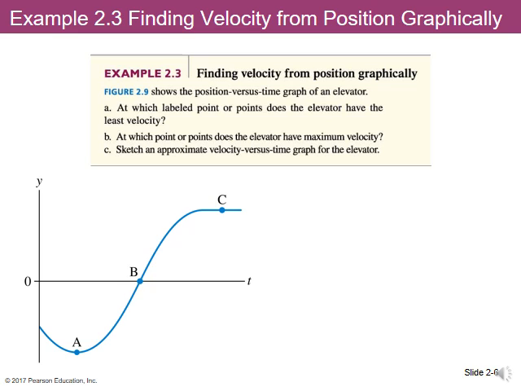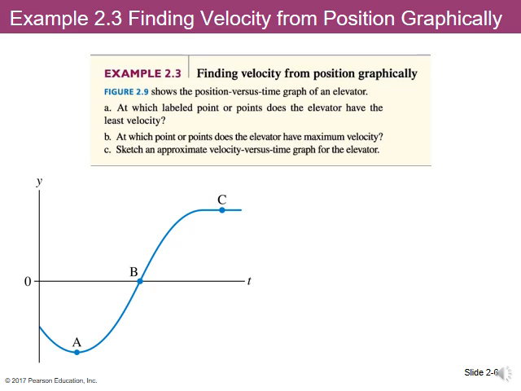So let's look at an example here. This is a position versus time graph of an elevator. We want to try to figure out at which point does the elevator have the smallest velocity, and at which point does it have the biggest velocity, and what does its velocity versus time graph actually look like. So let's try to answer that first question. At which point on this graph does the elevator have the smallest velocity?